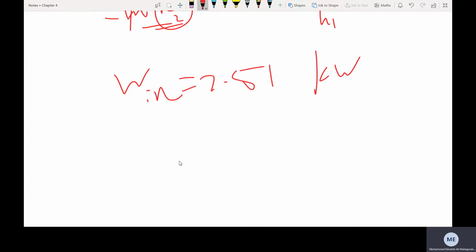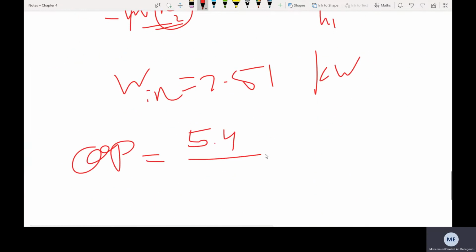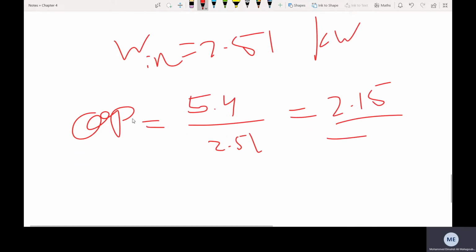Now our COP is equal to 5.4, which is what we found before, over 2.51. So our COP is approximately 2.15. Yes, this is the COP.